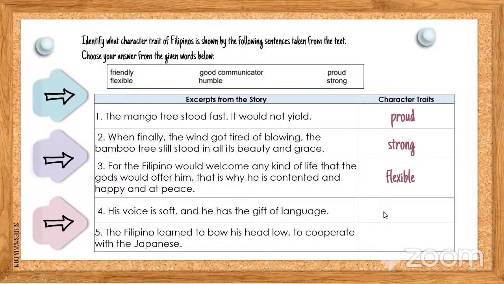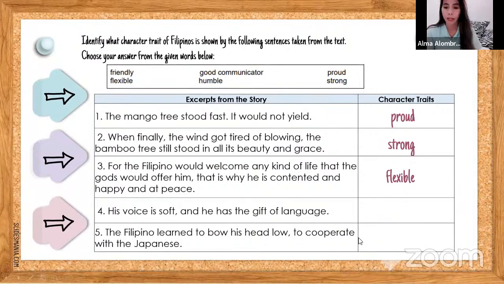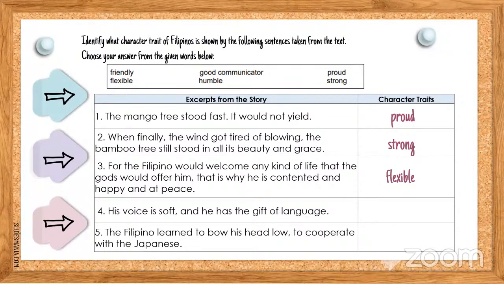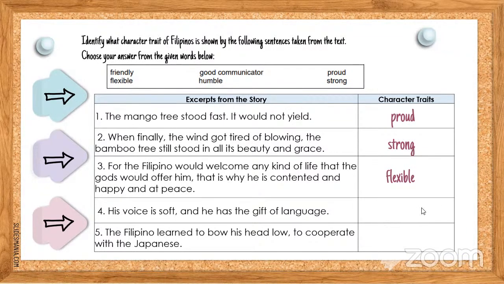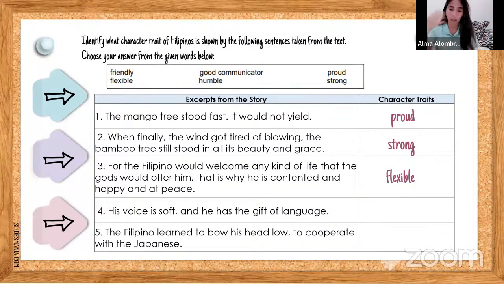Is it Carla? I see the same hand of the city. Yes, go city. I give the correct answer. Yes, city, read. His voice is soft and he has the gift of language. What is it? Good communicator. Perfect. You've been answering communicator earlier, but when you say communicator, it comes from the word communication, so it pertains to language. It's two-way. Somebody's talking and you are there listening and you are giving your voice. So thank you, good communication. And we go now to number 5.